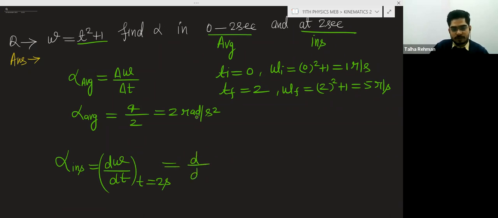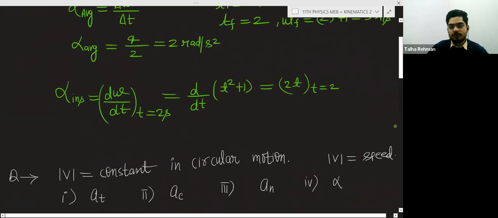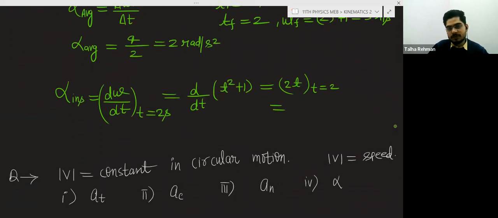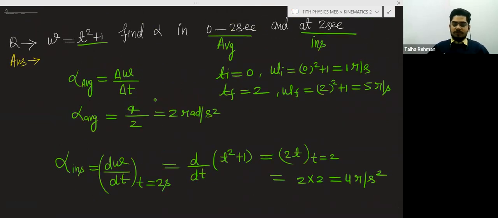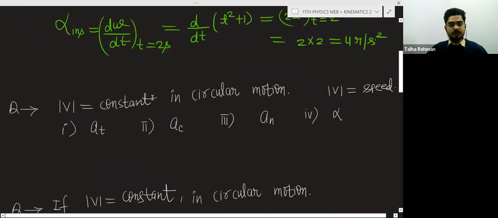So d by dt of omega, where omega is t square plus 1. This differentiation will become 2t, and put the value of t as 2. So you will get your answer. It will become 2 into 2, that will be 4 radian per second square. Okay, 4 radian per second square you will get.